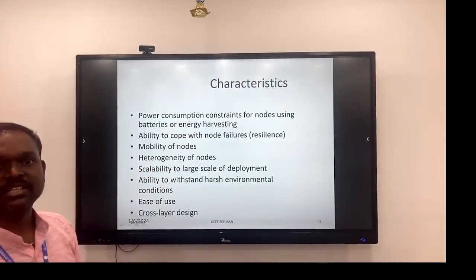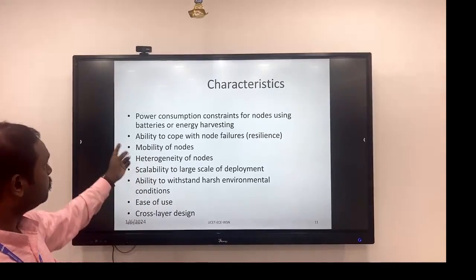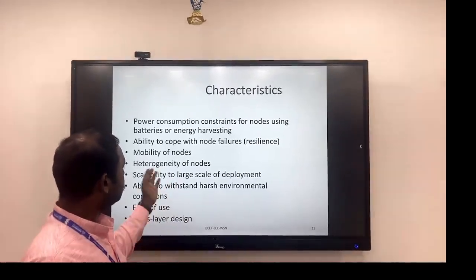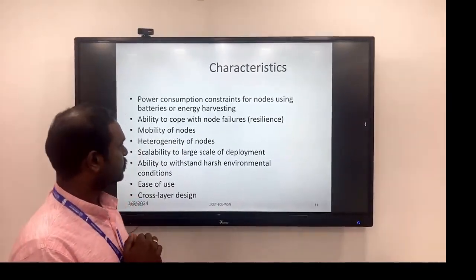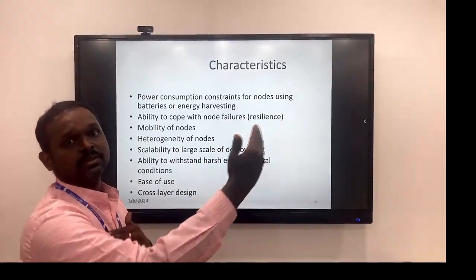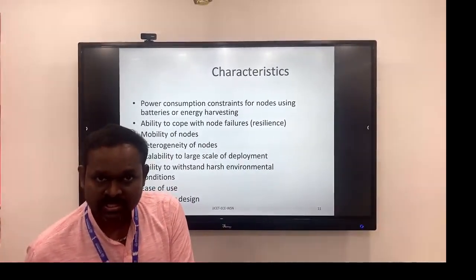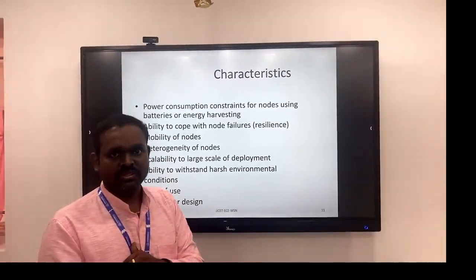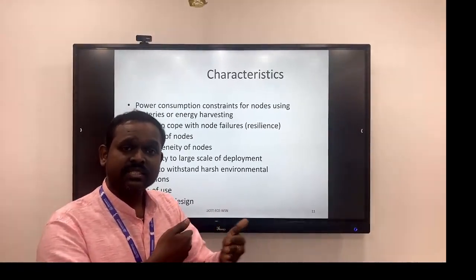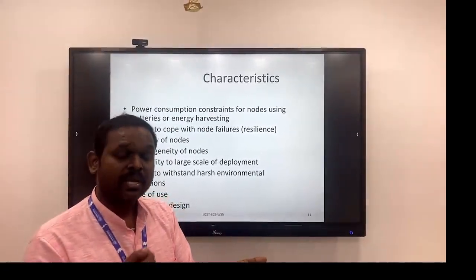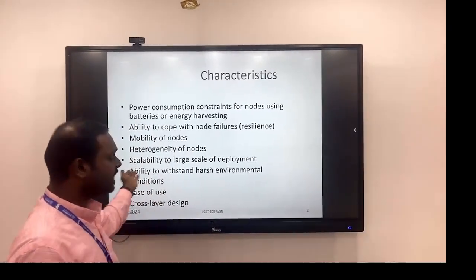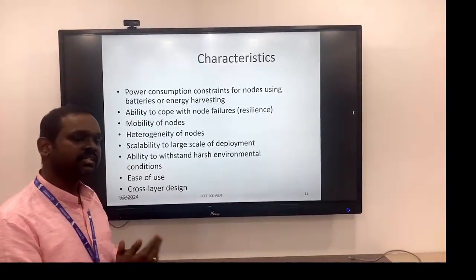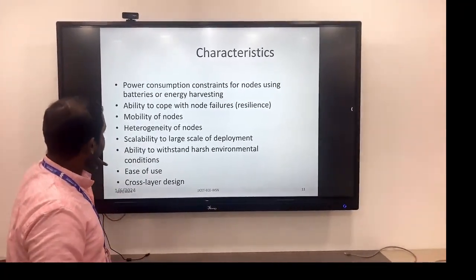These are all the characteristics of WSN, I mean wireless sensor networks. The power consumption constraints for nodes using batteries or energy harvesting. Then ability to cope with node failures, of course. Mobility of nodes: the nodes will be transferred from this area to that area, that is mobility of nodes. Then heterogeneity of nodes, I mean the computational, frequency accessibility and processability differ compared with homogeneity. Then scalability to large scale, and ability to withstand harsh environmental conditions, and easy to use, of course, cross-layer design.